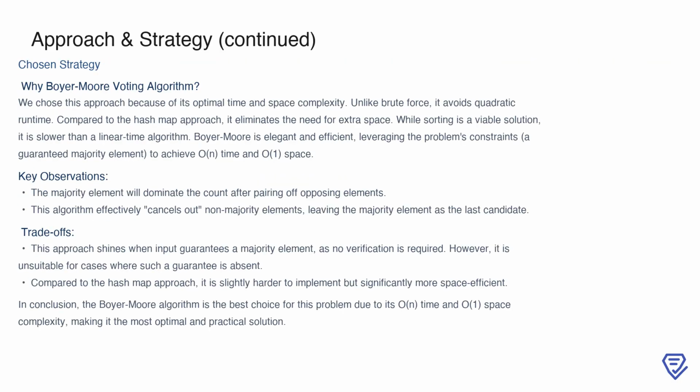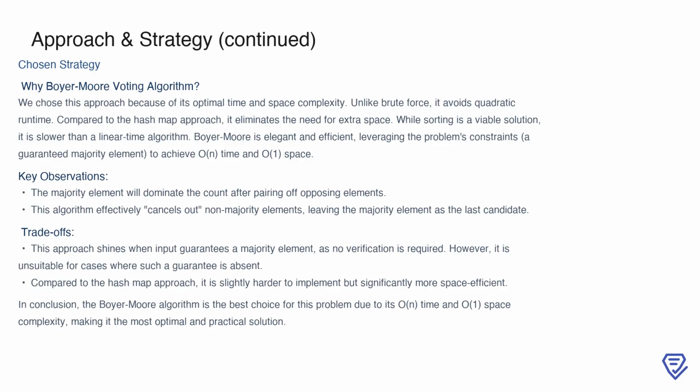The Boyer-Moore voting algorithm stands out as the optimal strategy for solving this problem due to its linear time complexity and constant space usage. Unlike the brute force approach, it avoids the inefficiency of quadratic runtime. Compared to the hash map approach, it eliminates the need for extra space. While sorting is a viable option, it is slower than Boyer-Moore's linear time performance.